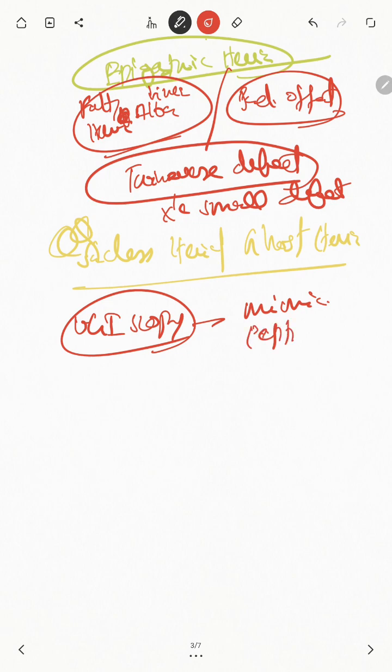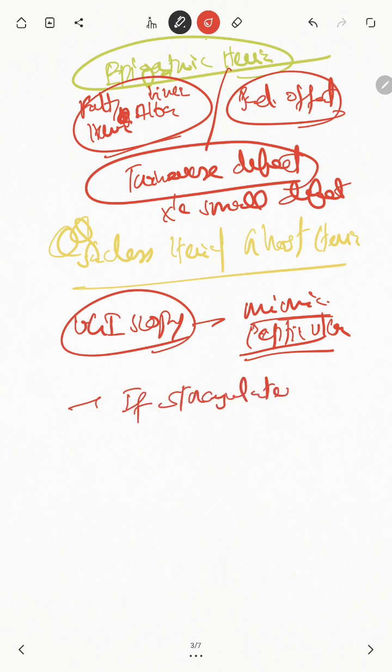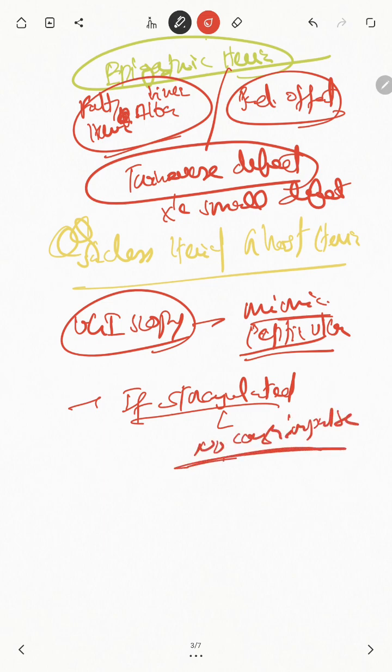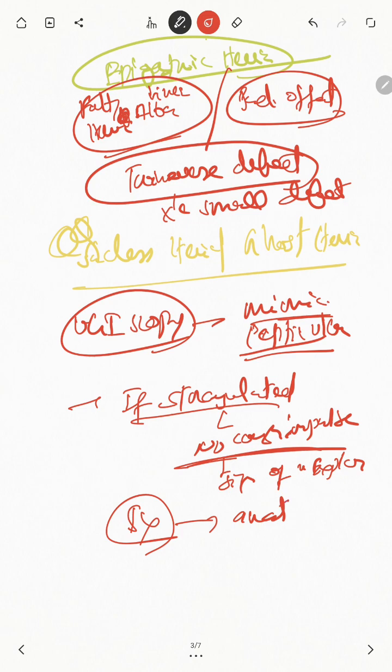One more important thing is that you must do an upper GI endoscopy, since it mimics peptic ulcer. And if it is strangulated, no cough impulse could be appreciated. It is a sign of urgent exploration. Hence, epigastric hernias are surgically repaired by simple anatomical repair.